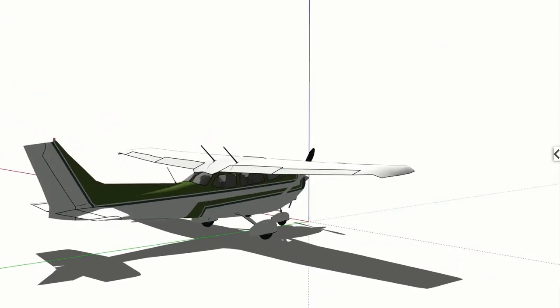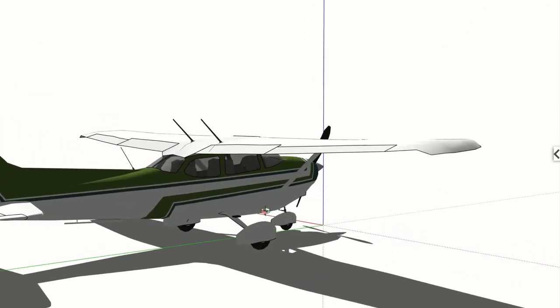Now, below the plane are the wheels. We call it the landing gear. Bigger planes have landing gear that retract and extend.